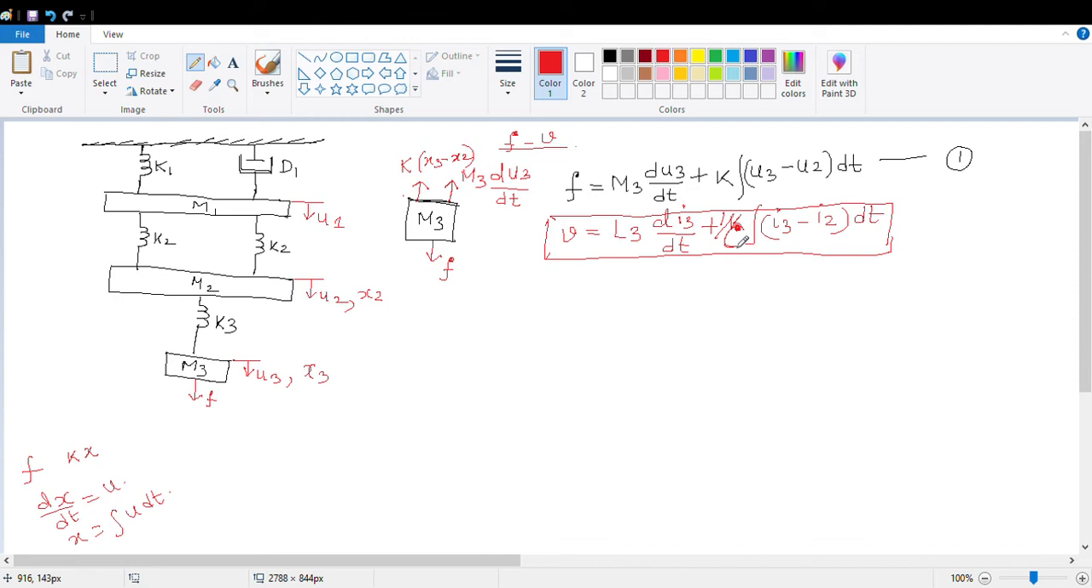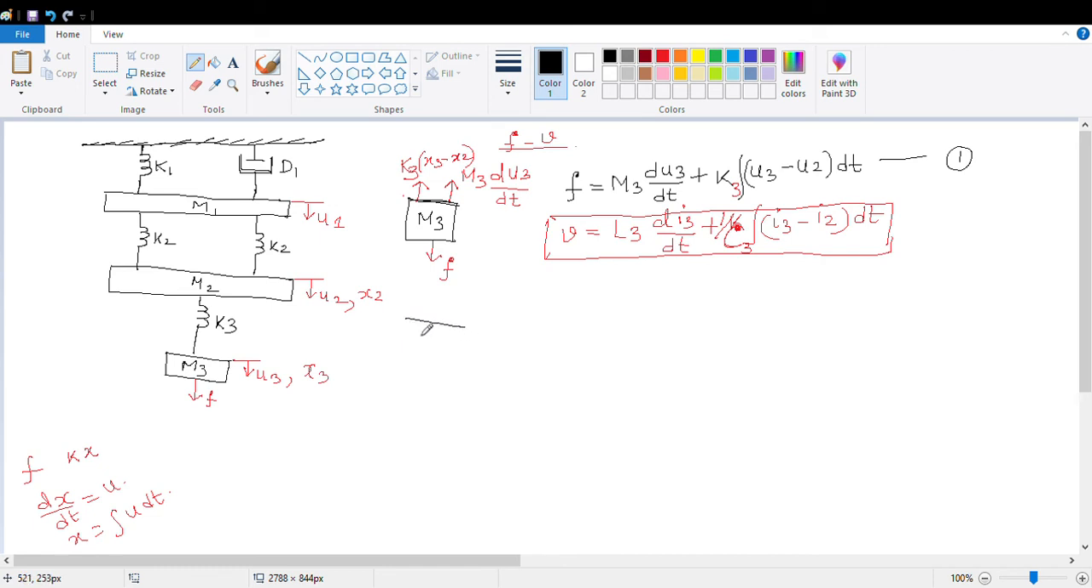Let me check. Yes. So it will be C3. K, it was K3. It is K3. It should be K3 and it should be C3. In this way, we can just substitute the values of the equivalent electrical element. Now next, we will find what happens here.